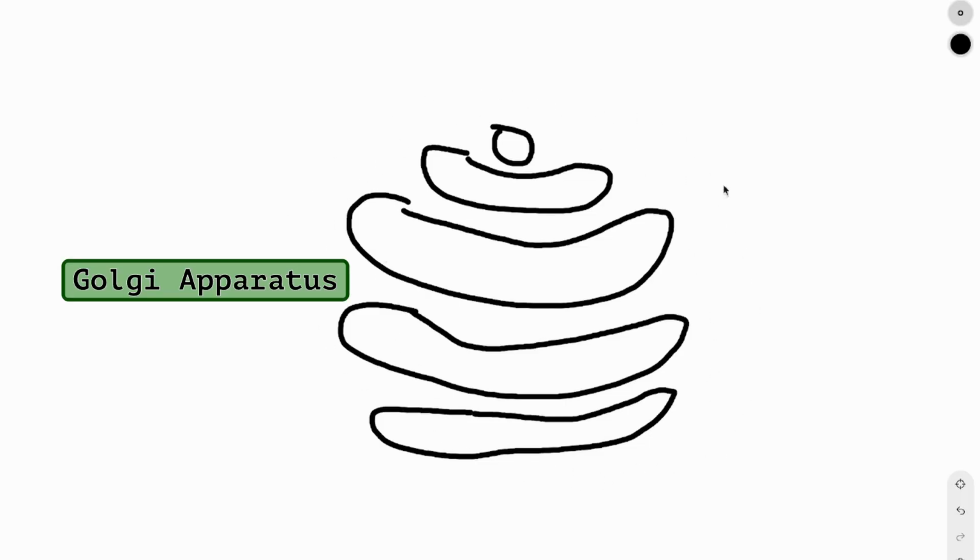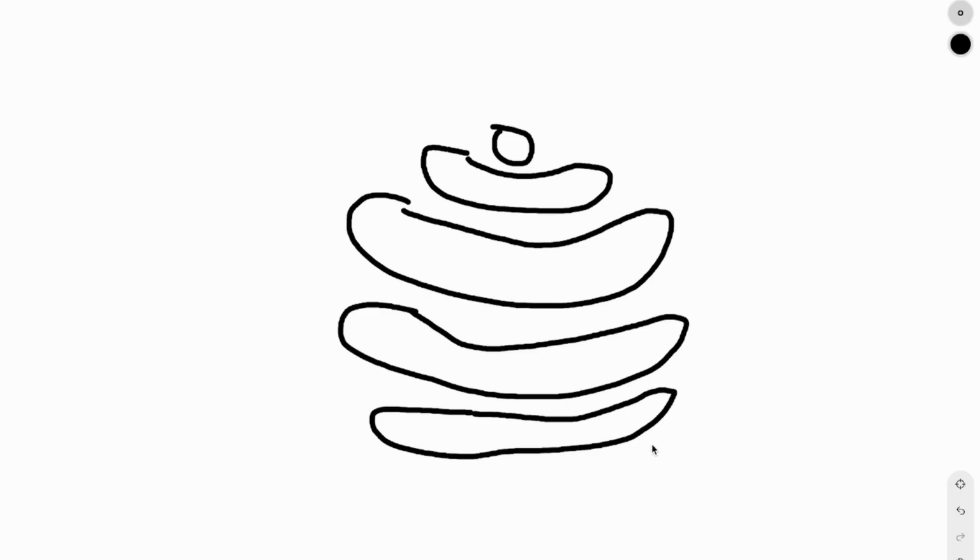This is the Golgi apparatus. It takes the packaged proteins and lipids from both the endoplasmic reticuli and sends them in the form of vesicles. It can also receive vesicles for the cell from other cells.